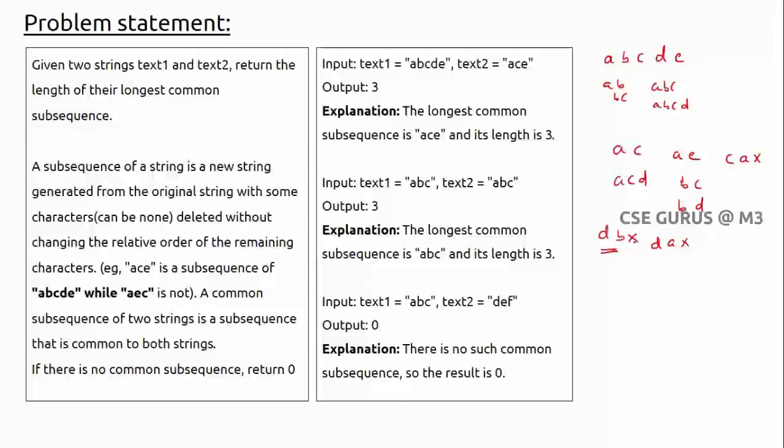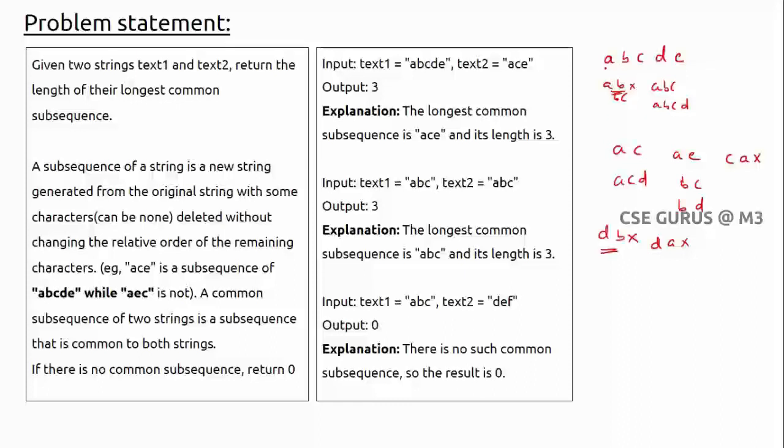So subsequence means there is no need to follow the continuity. That means it's not about continuous order. It may be continuous, but it may not be also. Whereas in a substring, you must follow the continuity. In A and C you cannot say substring, right? But A and C you can say it is a subsequence. But C and A you cannot say it's a subsequence, and of course it's not a substring either. So you may not follow the continuity, but you have to follow the relative order. That is what a subsequence is.